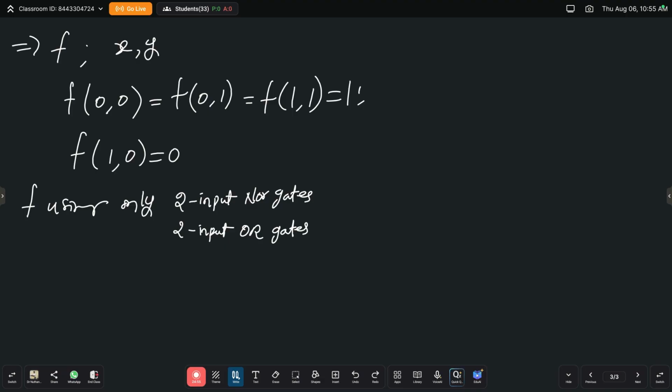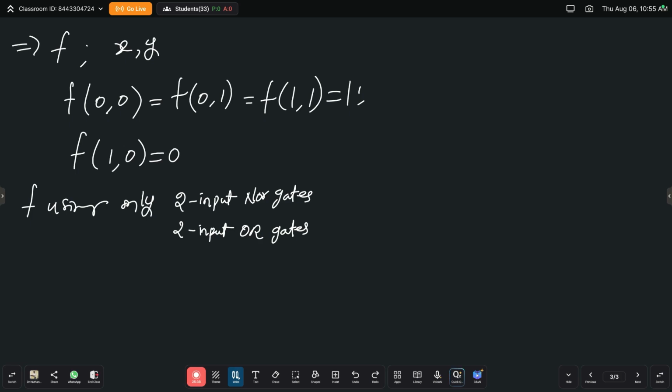Are you clear? In that logic circuit implementation also, he has very clearly mentioned that you should use only NOR gates and OR gates. The NOR gate considers only two inputs, and the OR gate also considers two inputs. Every gate is 1 unit of cost. So if you are using 3 gates for construction of your logic circuit for the Boolean function, 3 units of cost are required. This is the meaning. Are you following? So this is the way you should understand the question.